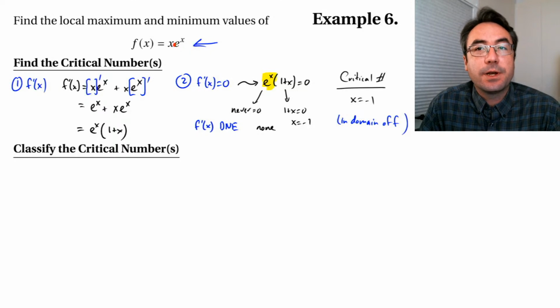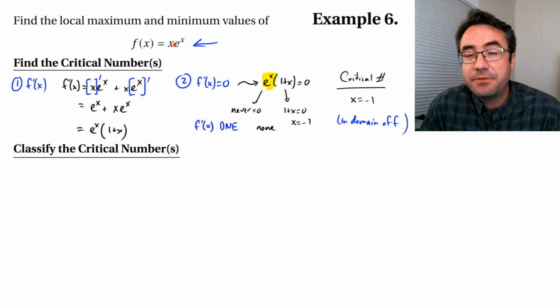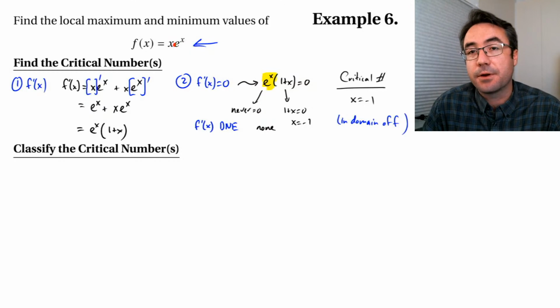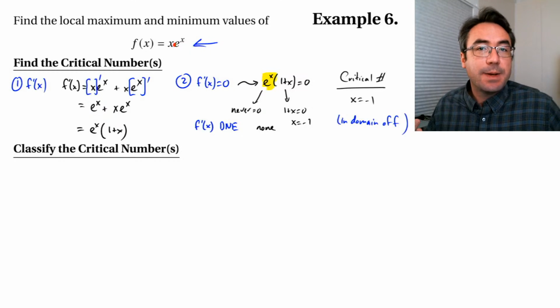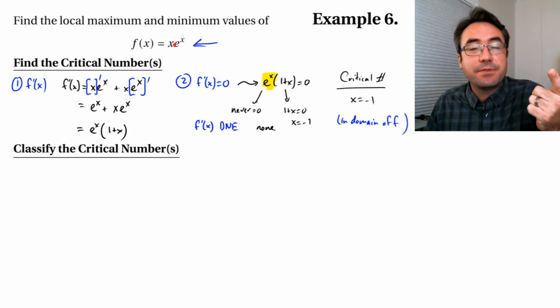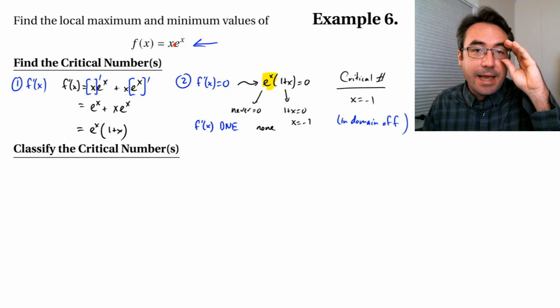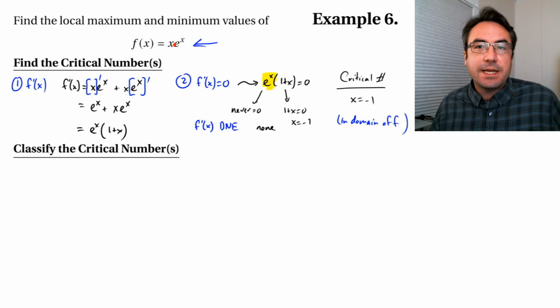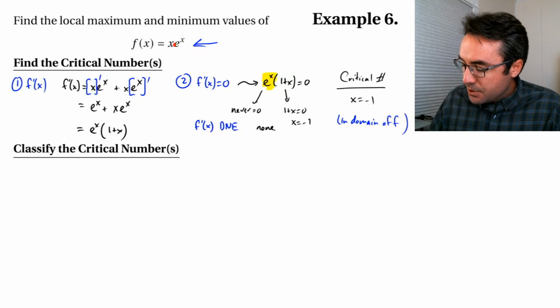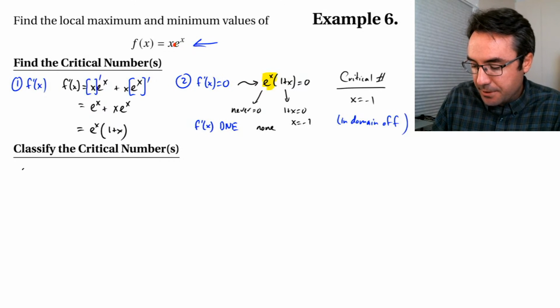So once we find our critical number, we need to classify it. We need to test it, figure out if it's a max, a min, or neither. And to do this, we have some options. We have the first derivative test, or we have the second derivative test. And whichever test you use, it's up to you. You can choose whichever test you want to do. So let's use the second derivative test here.